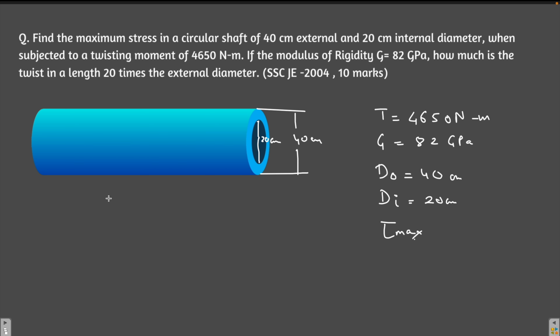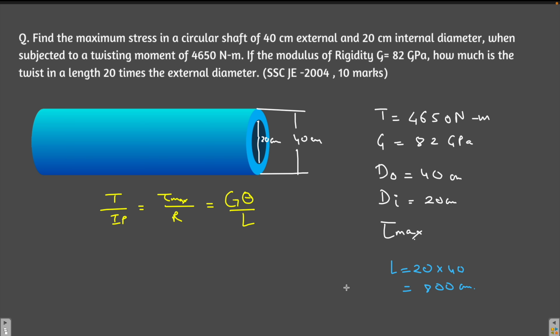We know that the torsion formula is T by IP, that is the polar moment of inertia, equals tau max by R equals G theta by L, where G is the modulus of rigidity, theta is the angle of twist, and L is the length of the shaft. Also in the question the length is given as 20 times the external diameter, that is 20 times 40 centimeter, that is 800 centimeter.